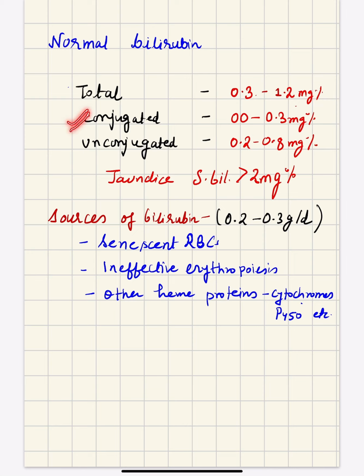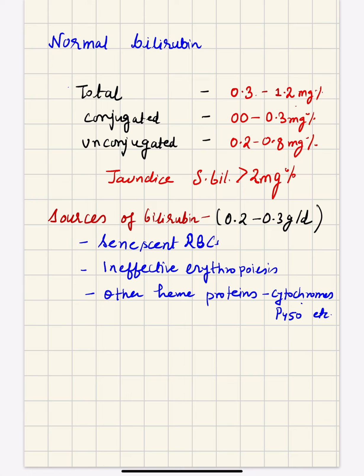Next is the conjugated fraction of bilirubin, for which the normal range is 0 to 0.3 milligram percent. So it should be less than 0.3 milligram percent. Then the unconjugated fraction, which is the most predominant fraction of bilirubin in the body, is 0.2 to 0.8 milligram percent. So it is important that you remember all these ranges. Jaundice will be defined when the serum bilirubin is more than 2 milligram percent.